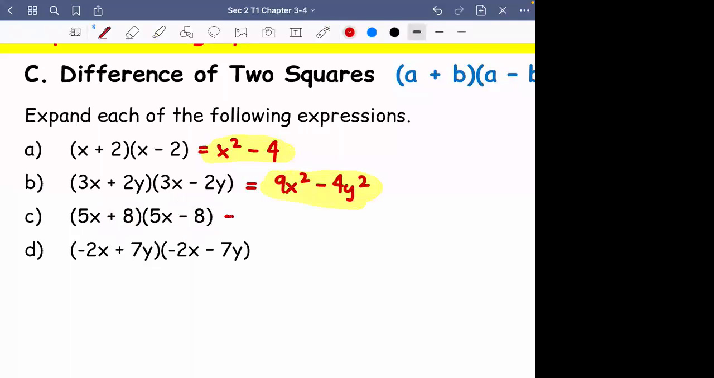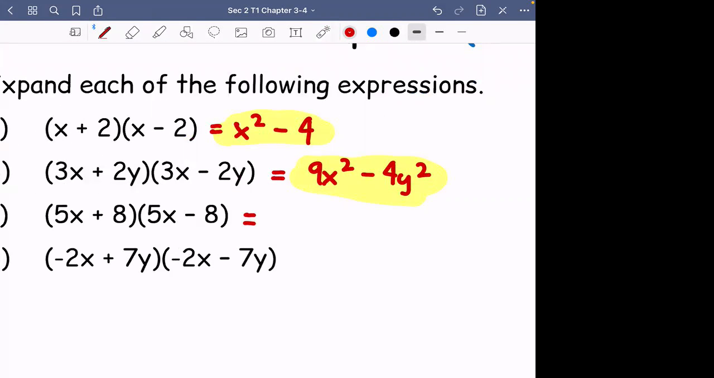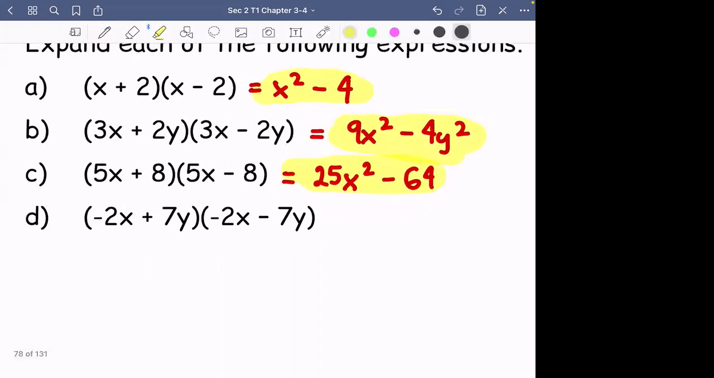All right. Anyone want to answer letter C? I'll do it. 5x plus 8. What's your answer? So the answer is 25 squared minus 64. You forgot to say something. Oh, 25x squared minus 64. Yeah, that's correct. Very good. And anyone who wants to try letter D?